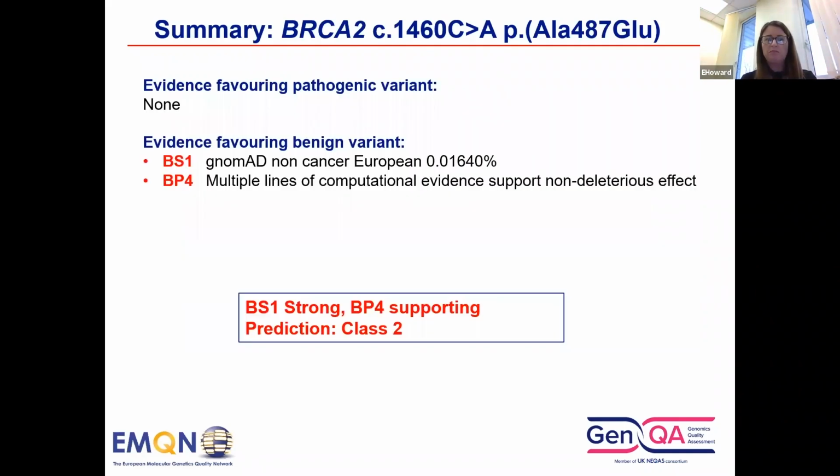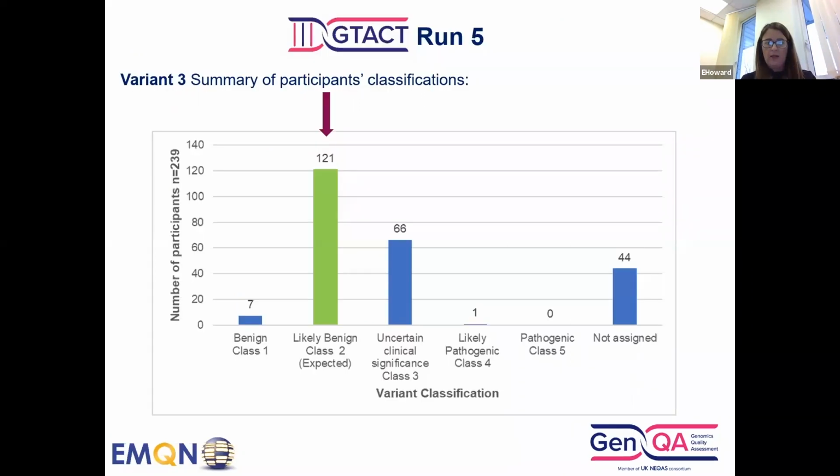Next slide, please. So overall, the summary of the evidence favouring a benign variant was BS1, as it was higher than predicted in the non-cancer European population. So the prevalence of it in that group was high, so we could apply a benign piece of evidence there. And then BP4, because multiple lines of computational evidence supported it having no deleterious effect, which came out as BS1 strong, BP4 supporting, prediction class 2, which is likely benign. And the next slide, please.